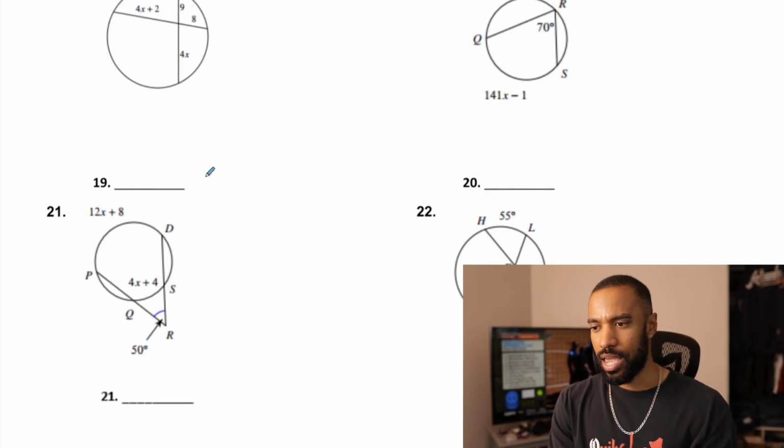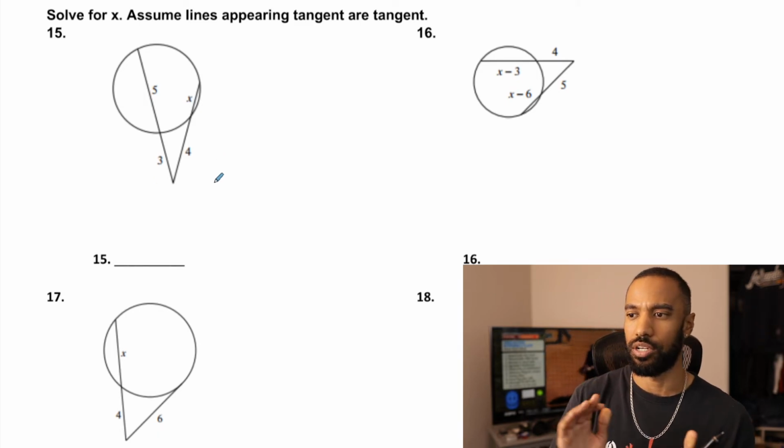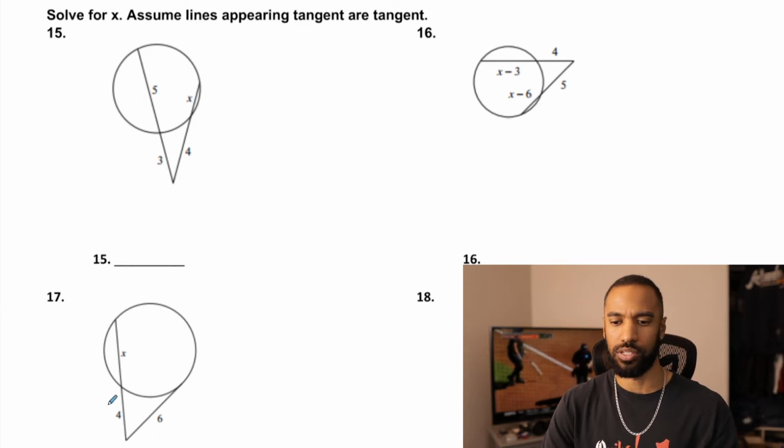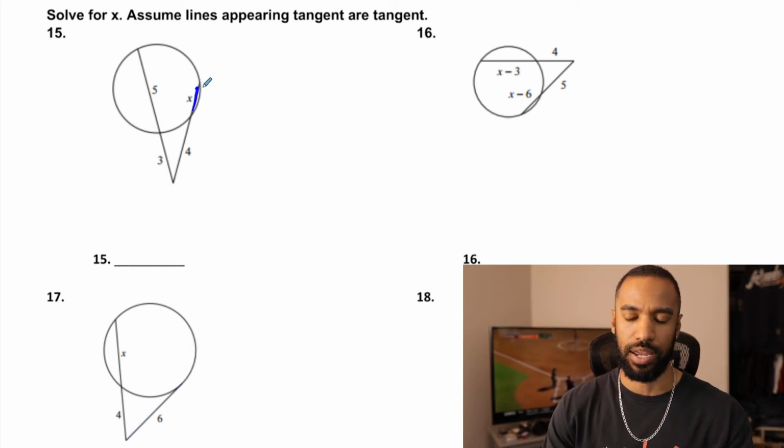Okay, more circles, and this whole page is all circles here. Solve for x, assuming lines appearing tangent are tangent. Tangent means touching the circle at least once, like this one is tangent right here. This one's not, because you can see a distance marked right here, such as x.